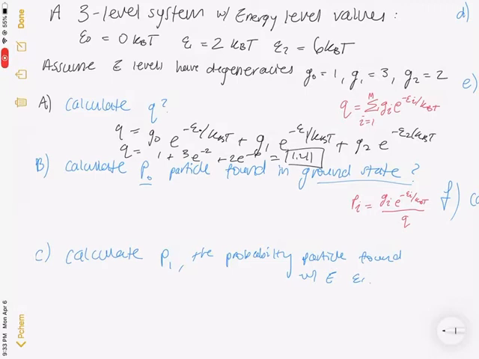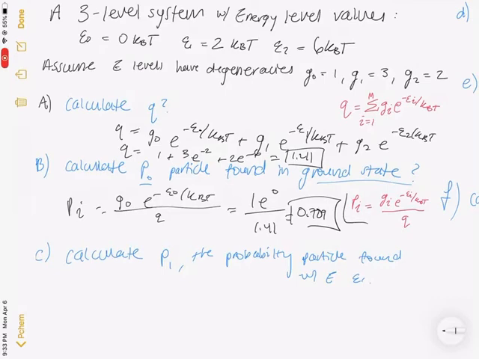B, calculate the probability of the particle being found in the ground state. To do that, you use this equation here in red to find the probability at any energy level, but here it's asking for the ground state. So that'd be 0: P0 equals g0 e to the negative E0 over kBT, all over the partition function Q. What we get is 1 times e to the 0 over 1.41, which is equal to 0.709.